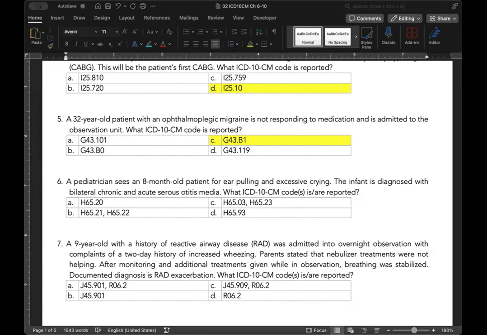So H65.0. And then what is our fifth character, the fifth digit for bilateral? 0.03. Yep. So that's for our acute otitis media, or the acute serous otitis media.